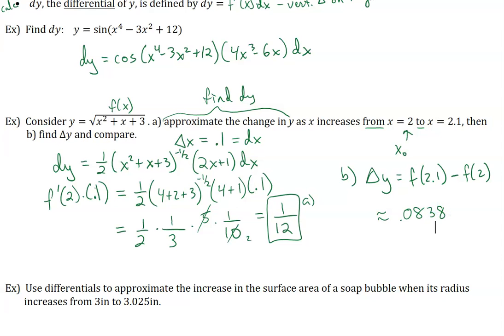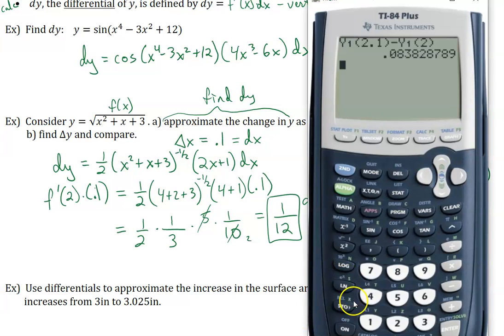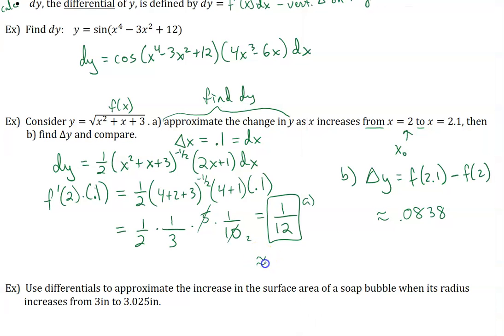0.0838 something. And then now let's compare these real quick. We'll go ahead and put 1/12 in a decimal to compare. 1/12 is 0.08333. So I would say that we are pretty close. Okay, let's write that down. This one is about 0.08 and then 3 repeating.